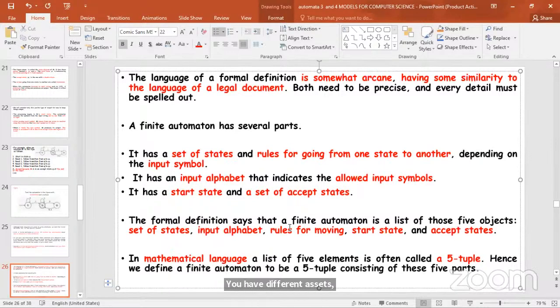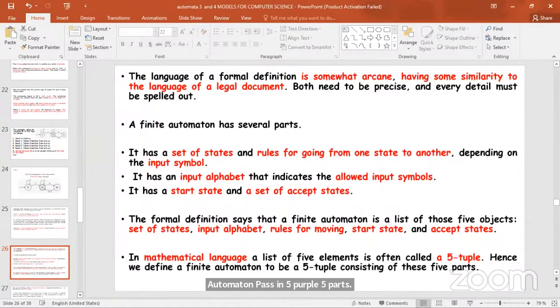So the formal definition says that a finite automaton is a list of those 5 objects: set of states, 1, input alphabet, 2, rules for moving, 3, the start state, which is the initial state, and the accept state, which is the final state. So how many do we have? 5. Set of states, 1, input alphabet, 2, rules for moving, 3, start state, 4, accept state, 5. So in mathematical language, a list of 5 elements is often called a 5-tuple. So tuple means as much as 5. Hence, we define the finite automaton as a 5-tuple consisting of 5 parts.